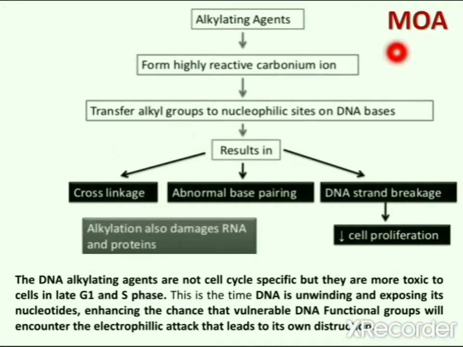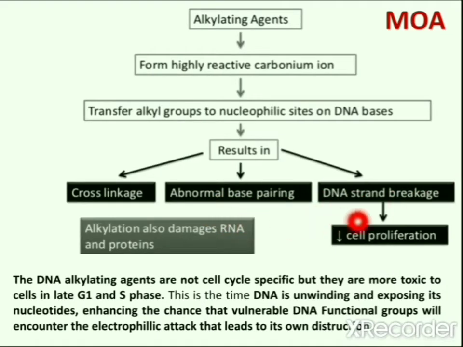So the concluded mode of action is that alkylating agents form highly reactive carbonium ions. These carbonium ions transfer alkyl groups to nucleophilic sites on DNA bases, which results in cross-linking, abnormal base pairing, and DNA strand breakage. These all factors result in destruction of abnormal DNA.